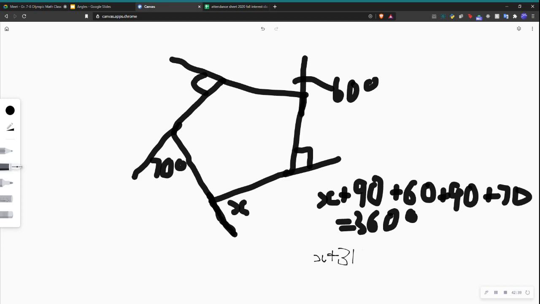Correct me if I'm wrong. Yeah, 310. Yeah, 310. This equals 360 degrees, right? And from here, just subtract 310 from both sides. Right? 360 minus 310 would give you 50 degrees. So that's the value of x. Right? Any questions about this?